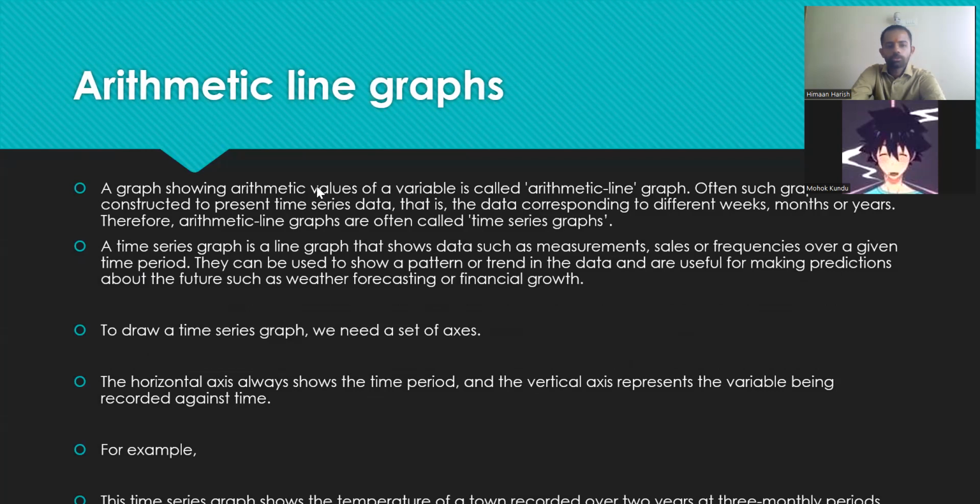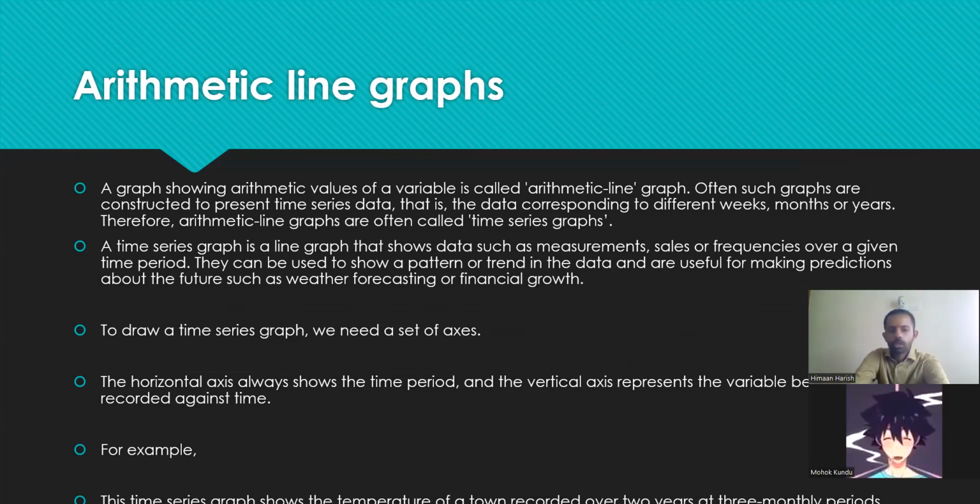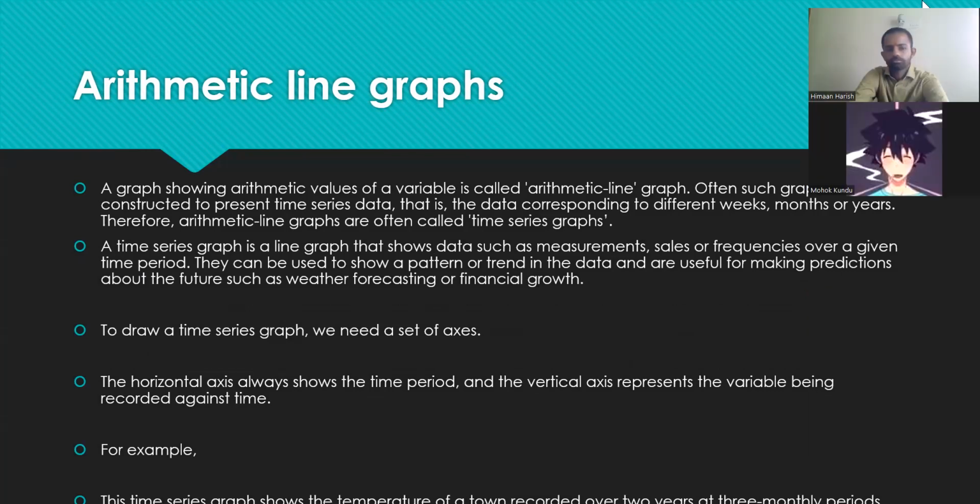So the next concept is the arithmetic line graphs. A graph showing arithmetic values of a variable is called an arithmetic line graph. Often such graphs are constructed to present time series data, that is the data corresponding to different weeks, months, or years. Therefore, arithmetic line graphs are often called time series graphs.